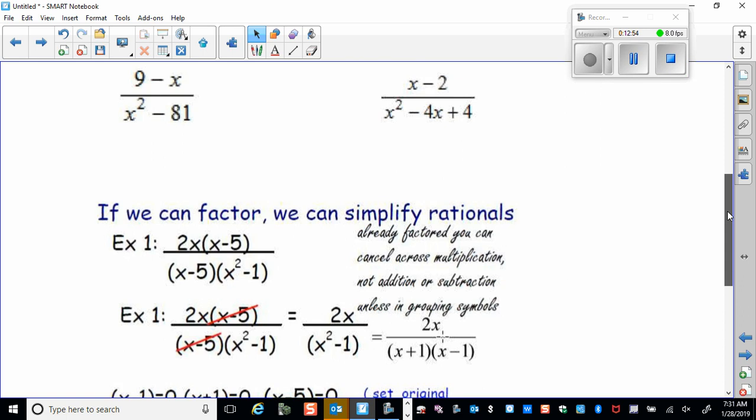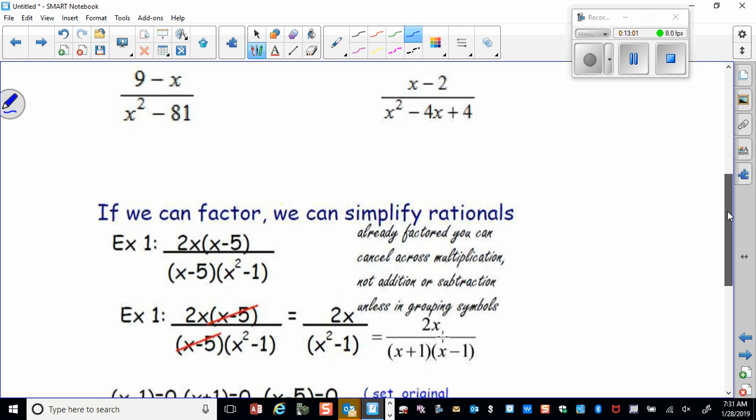So here we go. We've got 9 minus x and x squared minus 81. This I know I can factor, right? This is a difference of perfect squares, so that's a nice easy one. x times x is x squared. 9 times 9 is 81, and since I have a minus 81, I'm going to have a positive and a negative. Okay.